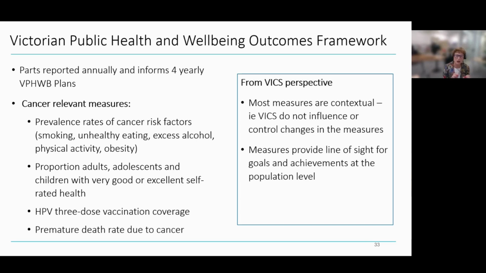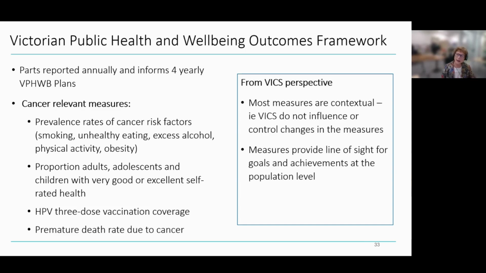Considering the actual measures in the Victorian Public Health and Wellbeing Outcomes Framework, there are cancer-relevant measures of prevalence rates of the cancer risk factors as listed there. There is the proportion of adults, adolescents and children with very good self-reported health. These are very broad measures. There's HPV 3-dose vaccination coverage, which is a tighter measure in relation to cancer. And there's premature death rate due to cancer.